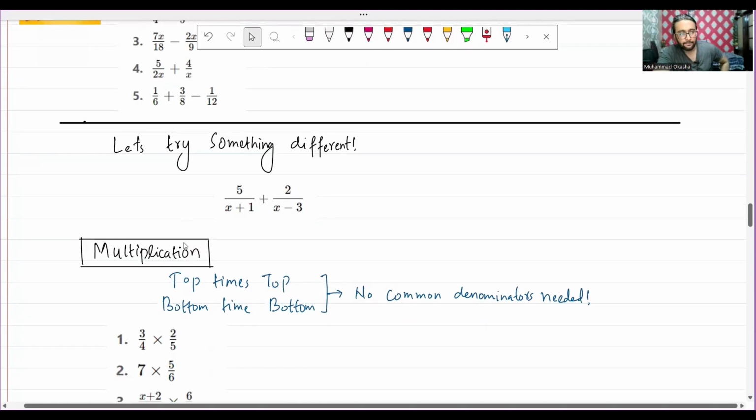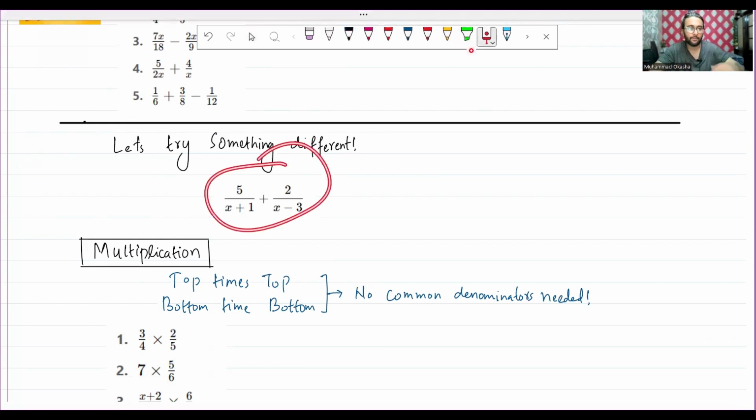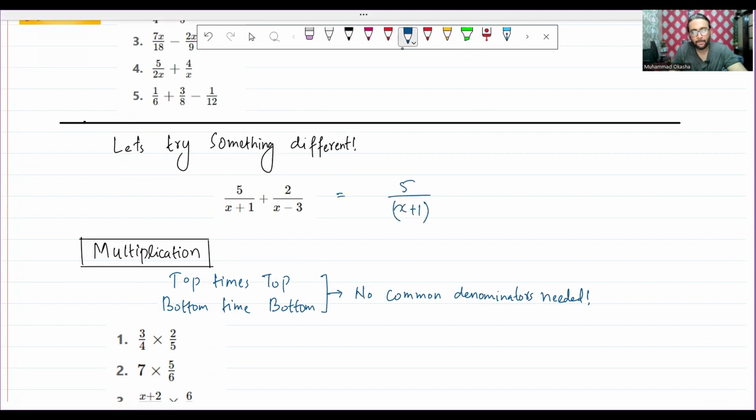Let's try something different. How would you add this? Take a moment and try to think about this. How would you add this? The denominators are definitely different. x plus 3, x minus 1. What would you do? I think if I were to, 5 divided by x plus 1, and plus 2 divided by x minus 3.